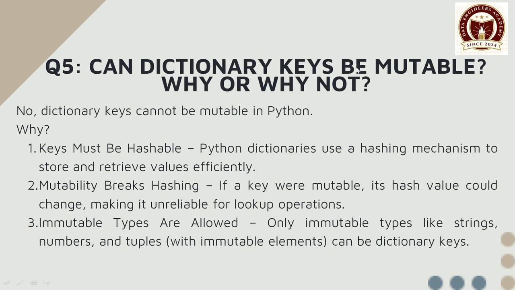Can dictionary keys be mutable? Why or why not? No, dictionary keys cannot be mutable in Python. This is because dictionaries use hashing for fast lookups, and mutable keys would break the hashing mechanism. It means if a key were mutable, its hash value could change, making it unreliable for lookup operations. Let us see the next question.